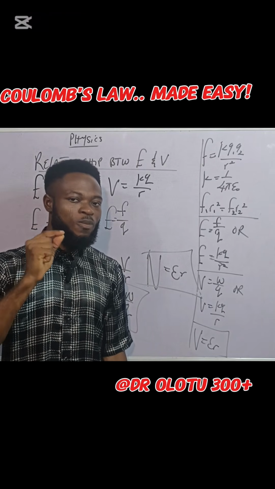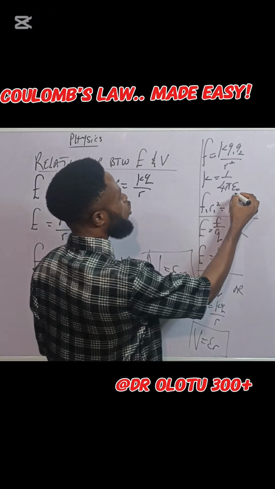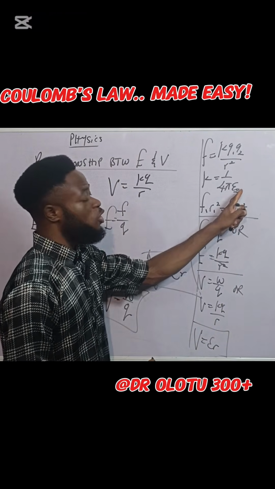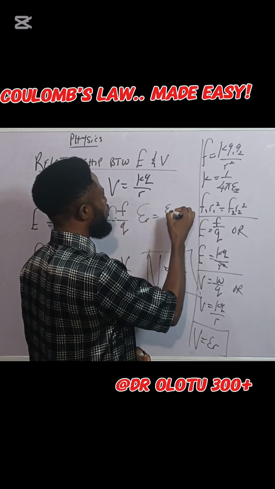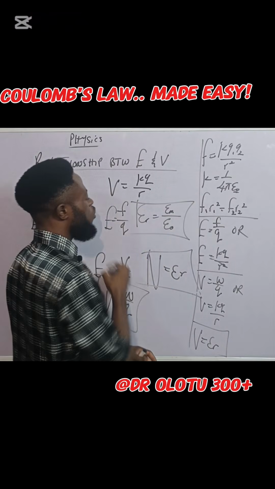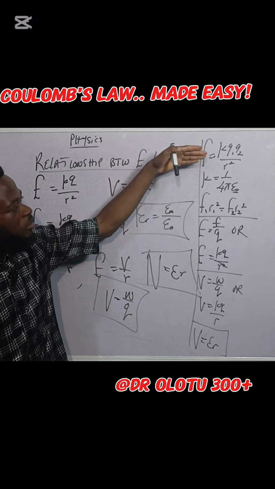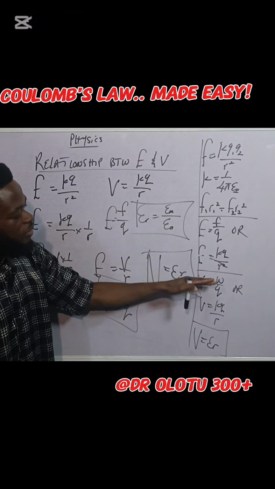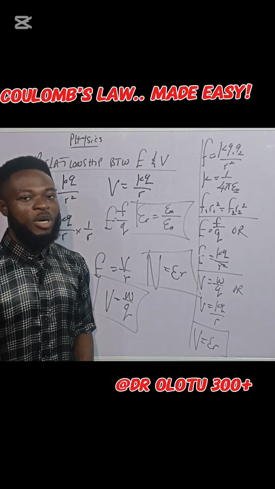One last thing you need to know, that they don't often ask in exams, but just know, is the electric permittivity of free space. There's something called relative permittivity, and it's given as permittivity of medium over permittivity of free space. Just add this to the formulas. So now we have 1, 2, 3, 4, 5, 6, 7, 8, and of course 9. So that is it about this topic.